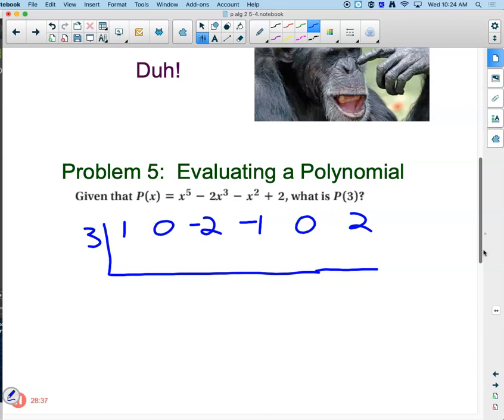So what we're trying to do is just use adding and multiplying to figure out if you put a 3 into this, what would you get? Well, let's do it. Bring down your leading coefficient. Do your multiply, add, multiply, add, multiply, add.